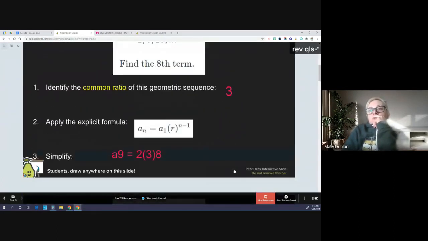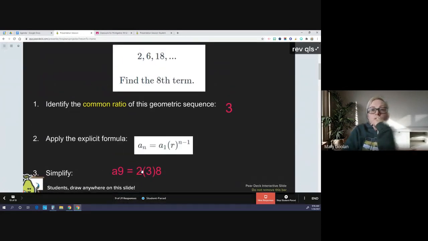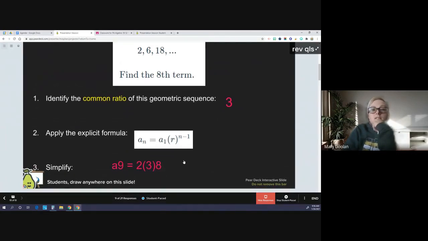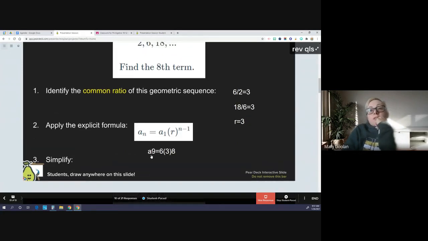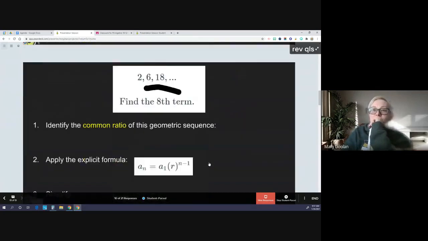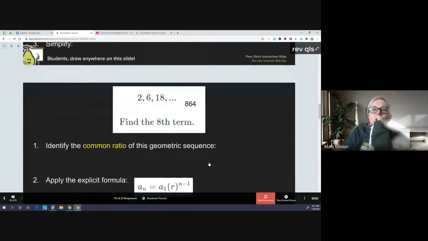How else did we do? 3, yes. A sub 9, 2. Yep, that's the first term, A sub 1, and then 3, and then to the 8 minus 1 power. So this would actually be a 7 as an exponent. Make sure you do n minus 1. So whatever term you're trying to find, and this person's finding the 9th term, so they are correct in what they wrote here, except they didn't follow the directions to find the 8th term, which is understandable since the other two problems were finding the 9th term. I get that.